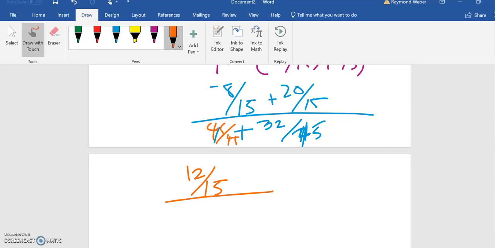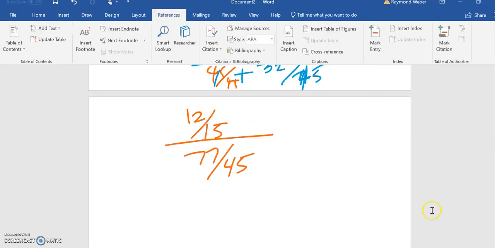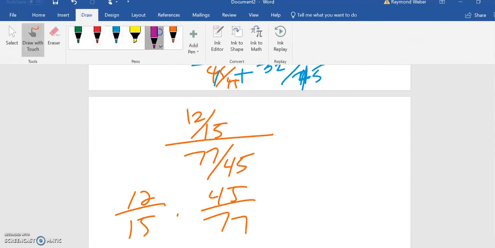So that is 77/45. So next step, I have 12/15 times 45 over 77, because at this point I am working this out. So let's see here. So this is going to be, let's see here, 15 goes in 3 times. So this is 36/77. Okay, so that's my answer.